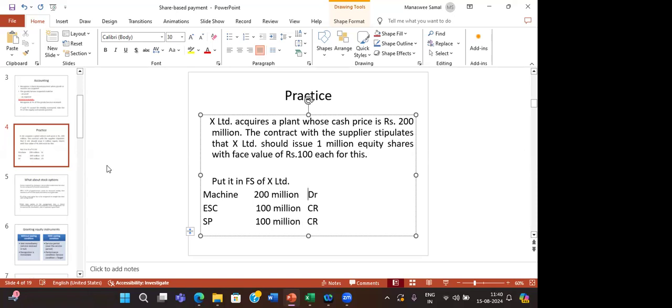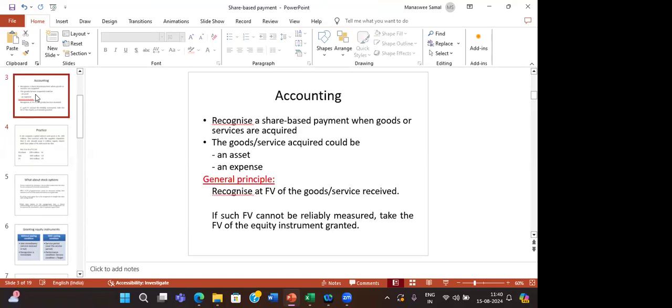So if you go back, we just said that we have to recognize the goods or service received. Here we have received the machine, at fair value of the machine. We did not take the market value of the share of the company, assuming it's a listed security. GAAP says that the fair value of a listed security will be the market value. We did not consider the market value of the share at all. So to start with, this is the principle.